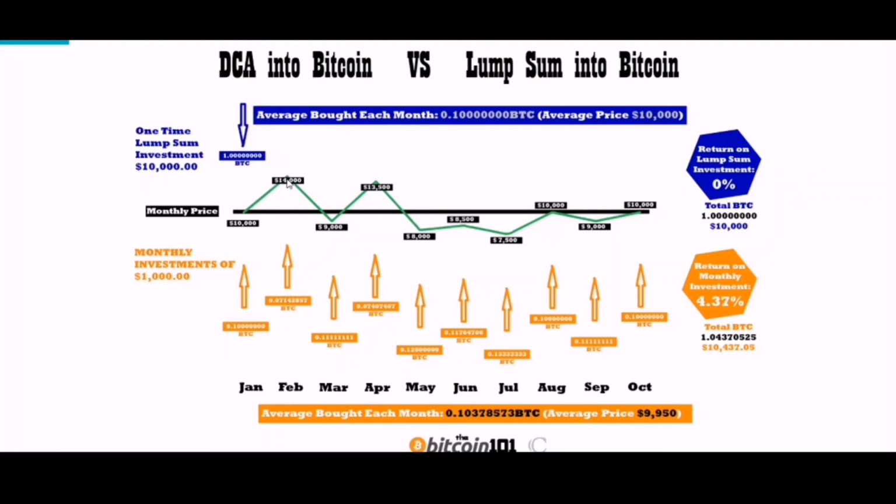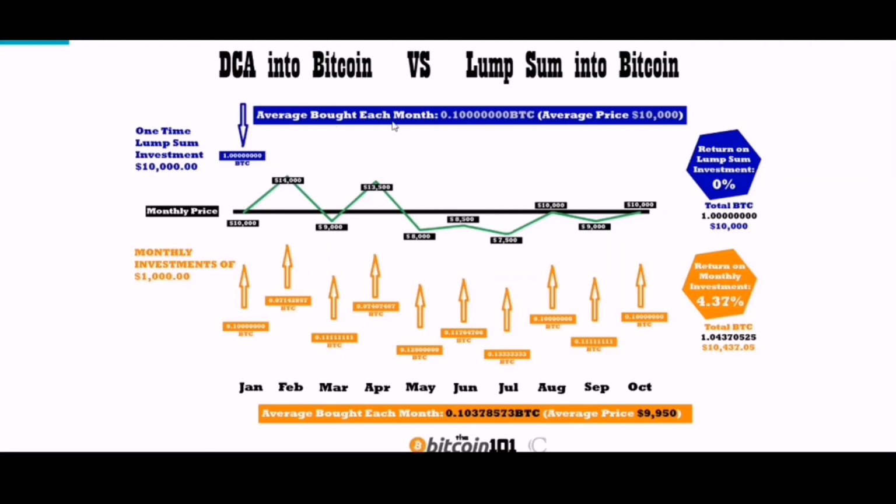If you sold here, this guy could have made $4,000 on his profit, right? If he sold here, he would have lost, right? Here, he would have gained 3,500. Here he would have lost, right? But he kept it to the end, and in October, it was worth $10,000. So his return on his lump sum investment was 0%. And he still has his total Bitcoin of one whole Bitcoin, and it's still worth $10,000. So he didn't gain or lose any Bitcoin either.